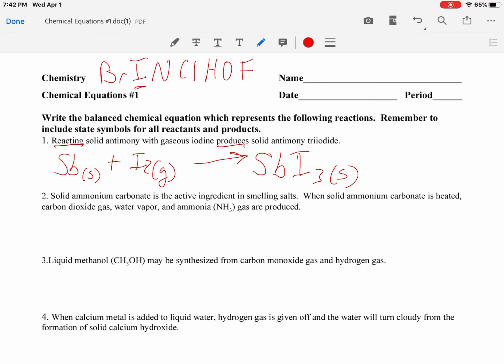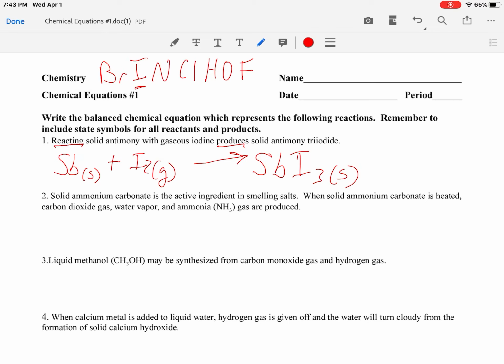So now we have correct placement of the reactants and products. Antimony and iodine are reacting. Our one and only product is antimony triiodide. And we have the correct formulas for everything, including the I2 for the diatomic iodine. Now we just simply have to balance everything. Right now we've got that 2-3 thing going on between the iodine on the reactant side and the iodine on the product side.